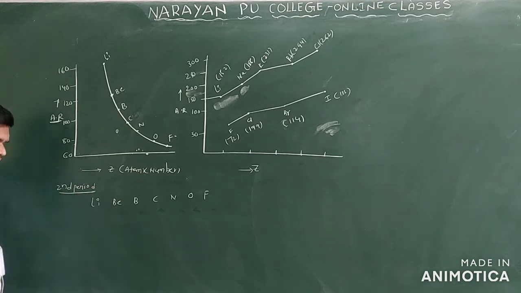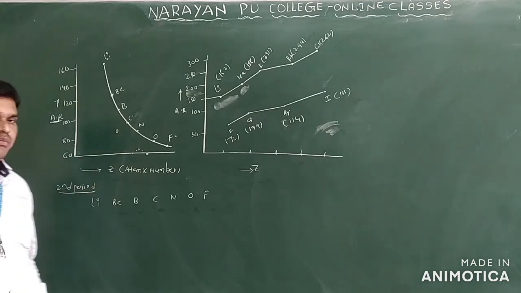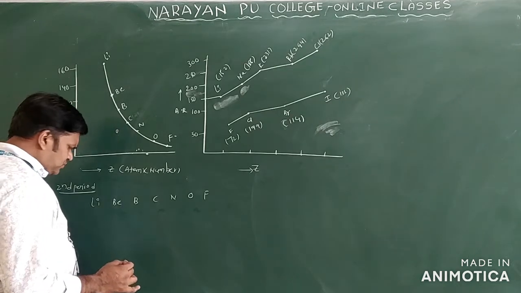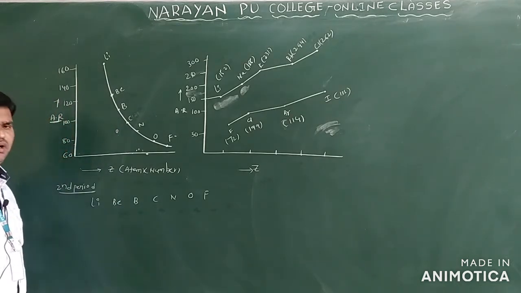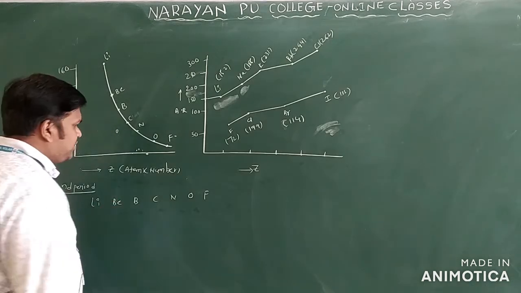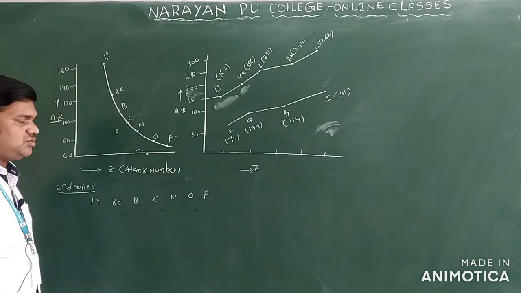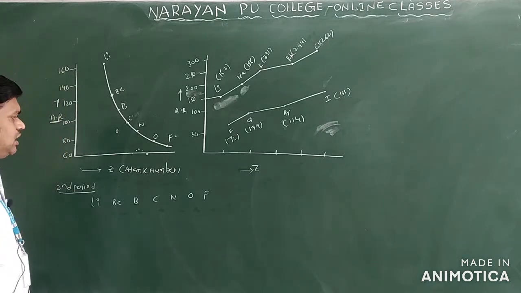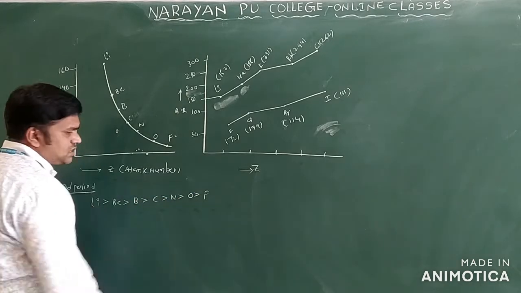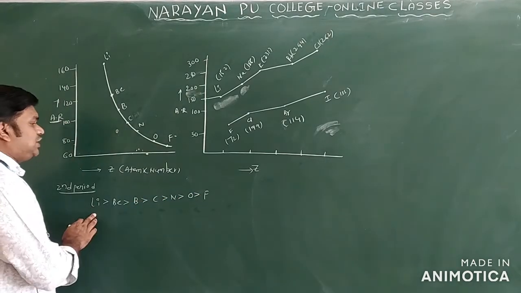Second period elements. You know, in a period from left to right, what happens? Atomic radius decreases. So from lithium to fluorine, atomic radius decreases. Fluorine has the least size, and lithium has the highest size. This is the size.